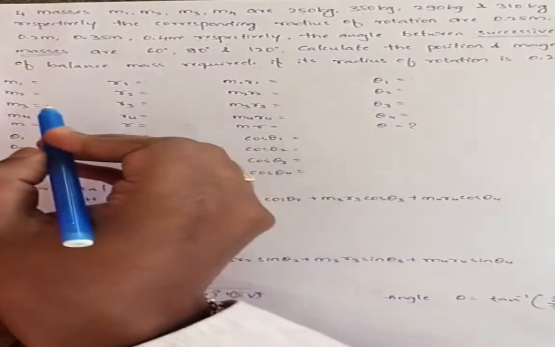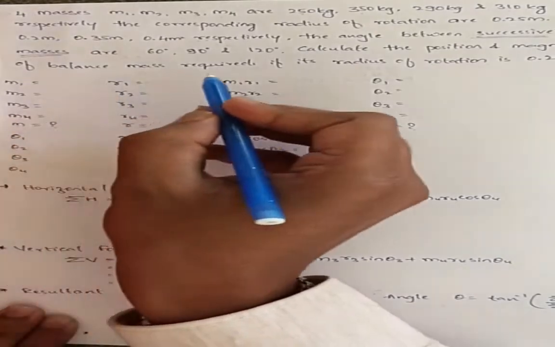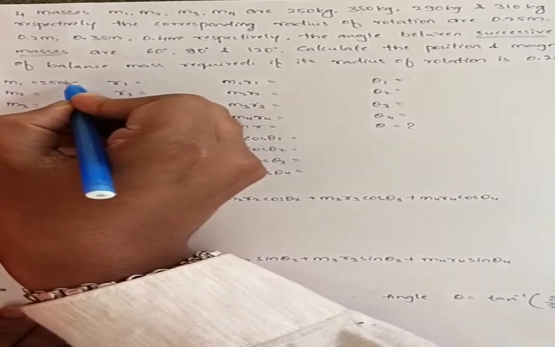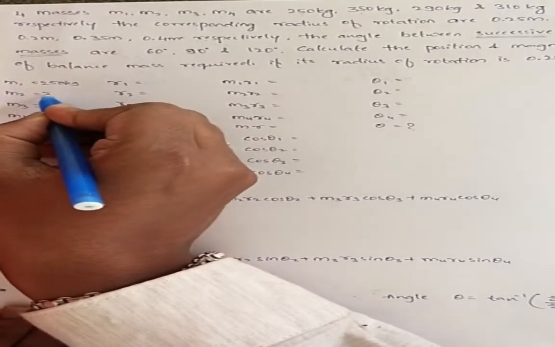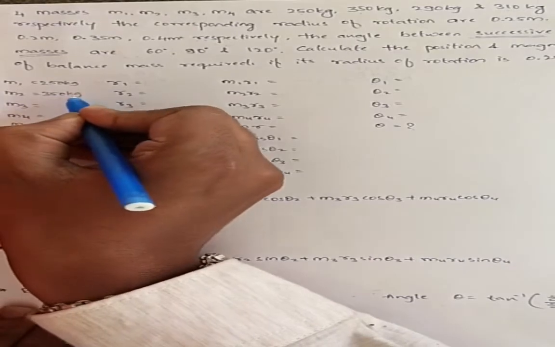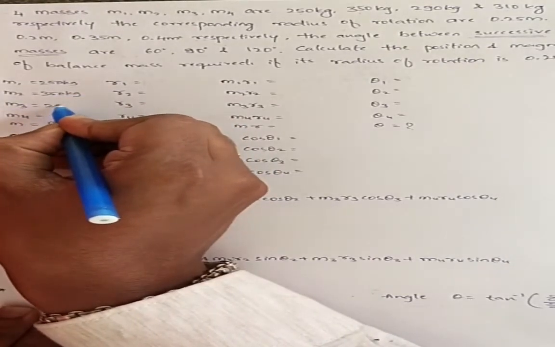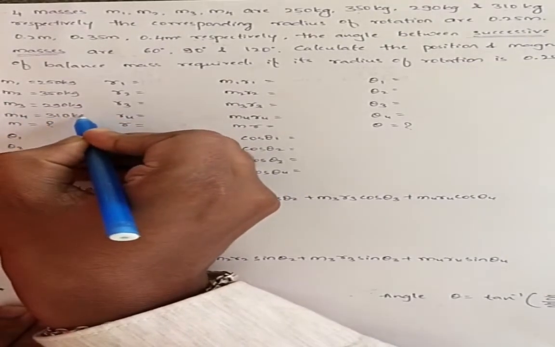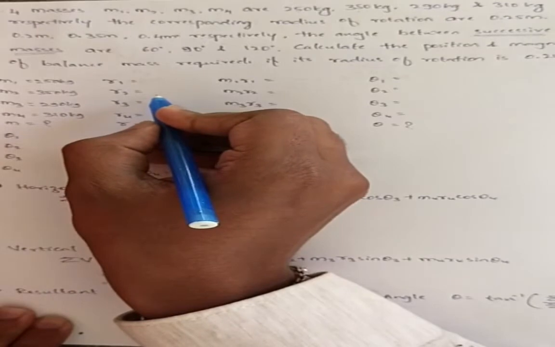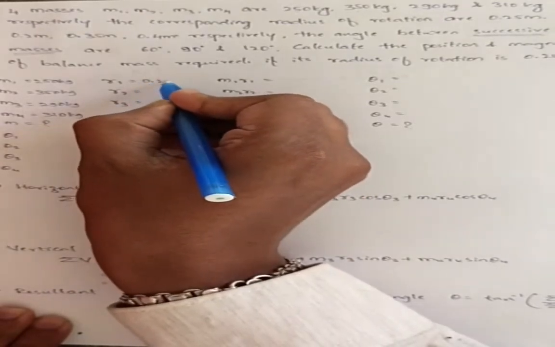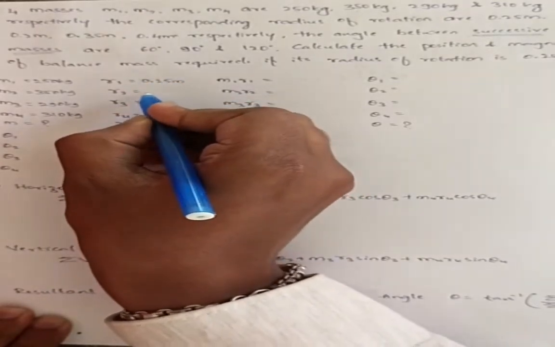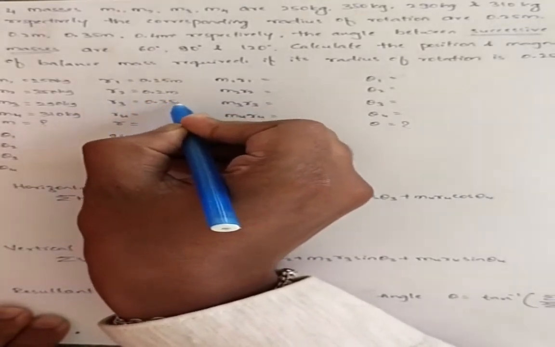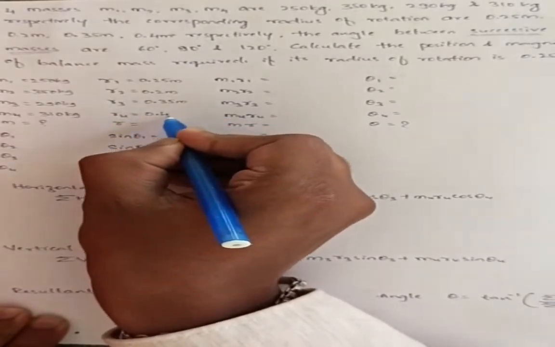Okay, so we'll just start with the problem. First we'll note down the masses. M1 is given 250 kg, M2 is 350 kg, M3 is 290 kg and M4 is 310 kg. These are the masses, and radius R1 is given 0.25 meter, R2 is 0.2 meter, R3 is 0.35 meter and R4 is 0.4 meter.